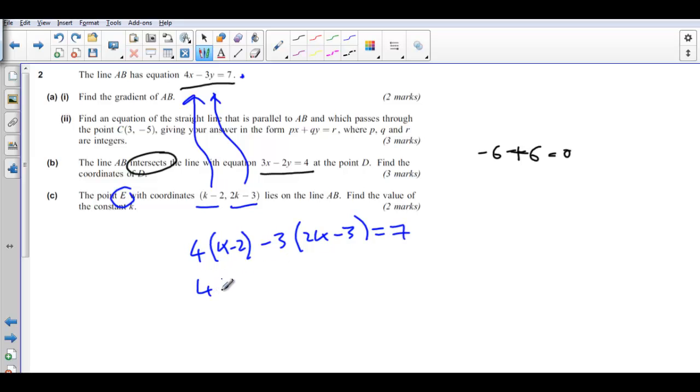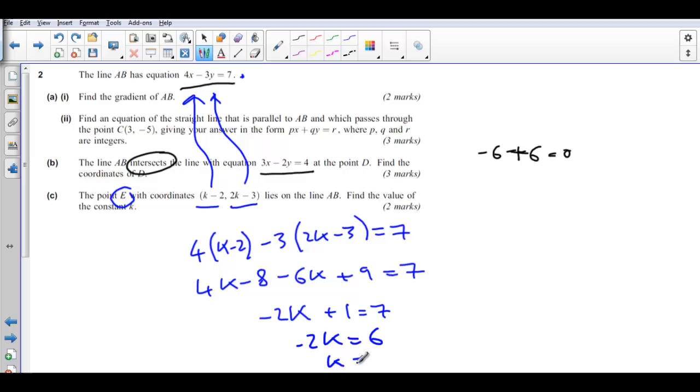Okay, multiplying out, 4k take away 8, being careful here I think, minus 6k plus 9 is equal to 7. What's next? 4k take away 6k is minus 2k. Yes, it is. 9 take away 8 is plus 1. That's equal to 7. Moving the 1 over, minus 2k is equal to 6. Divided by minus 2 gives us k is equal to minus 3.